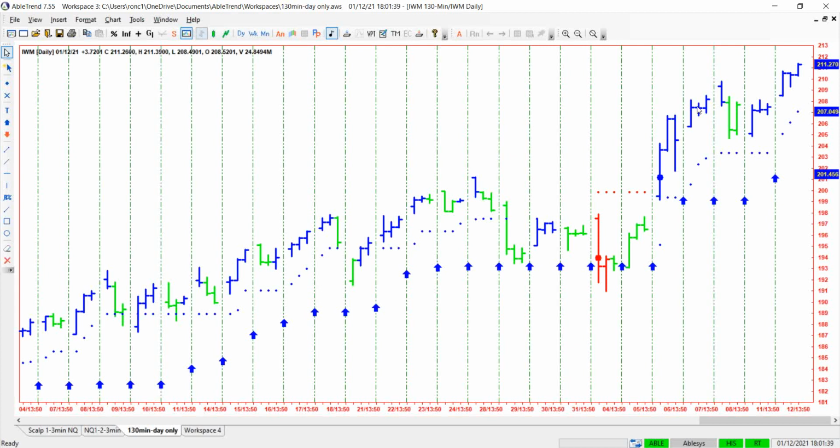Ron here. We'll take a look at the different charts, different time frames, swing trading, day trading, scalping, whatever you like. Able Trend pretty much has everybody covered. It just depends on whatever style you like. I mean, the software works the same for all markets and all time frames. So it doesn't matter what your style is.